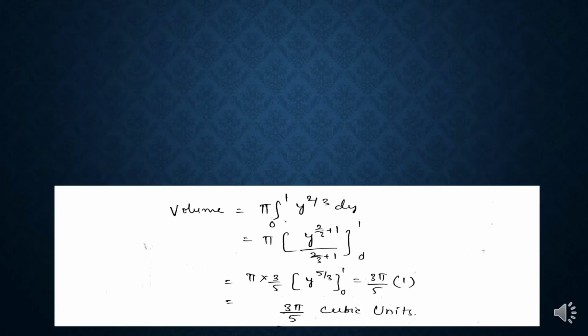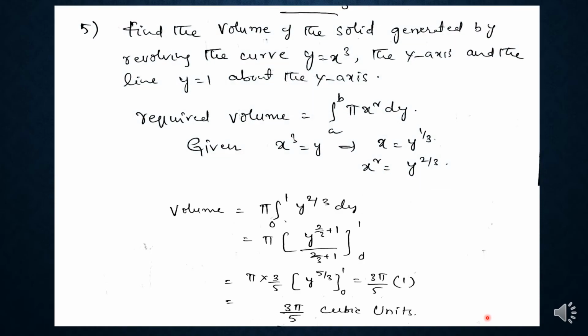Next problem. Find the volume of the solid generated by revolving the curve y equals x cube, the y-axis, and the line y equals 1 about the y-axis. So here the given curve is y equals x cube, and the y-axis and the line y equals 1, about the y-axis.